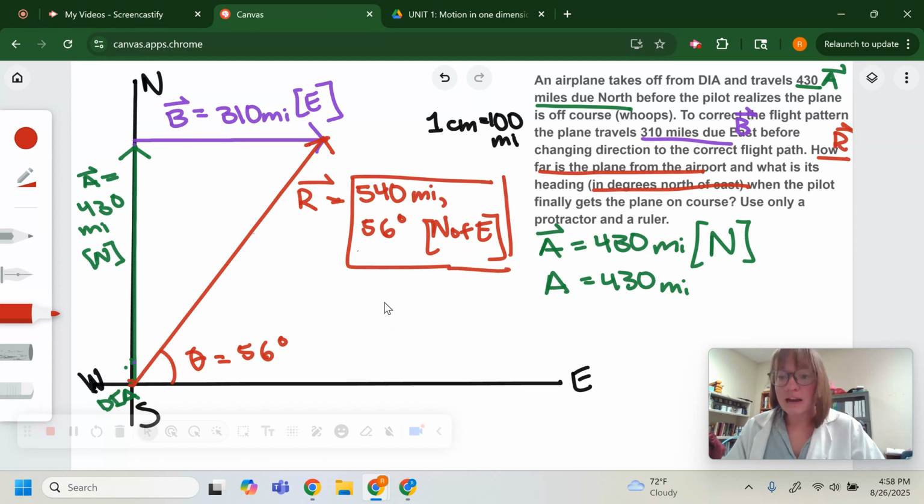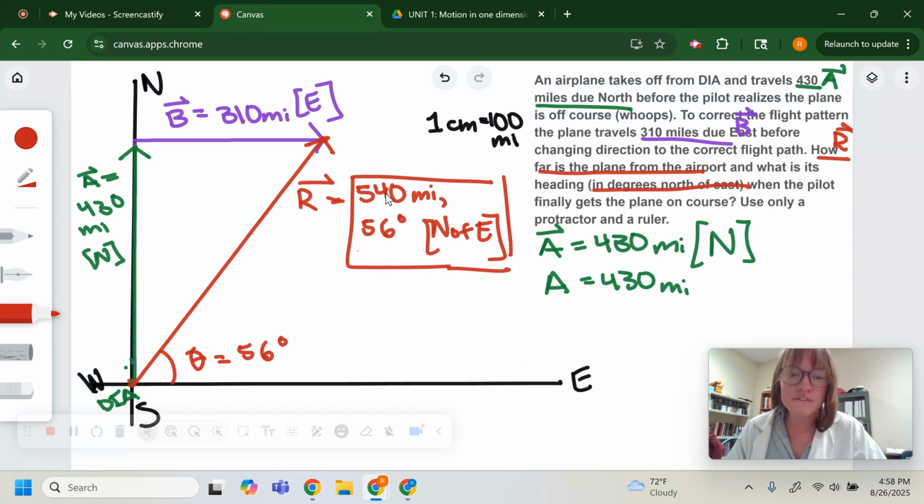That is how you do one of these problems with a picture. If this question were on a test, the things that I would be looking for: vector A drawn correctly with an arrow on the end, labeled correctly. Vector B drawn correctly with an arrow on the end, labeled correctly. Vector R drawn correctly with an arrow on the end, labeled correctly. I'd be looking for this number, 56 degrees right here. I'd be looking for theta to be labeled. I'd be looking, are your axes labeled? I'd be looking, did you write down what your scale is?